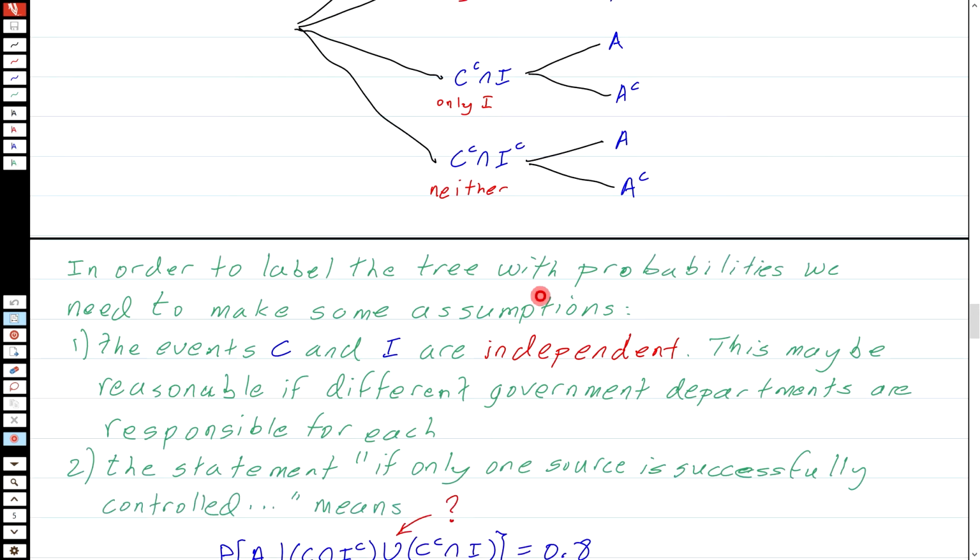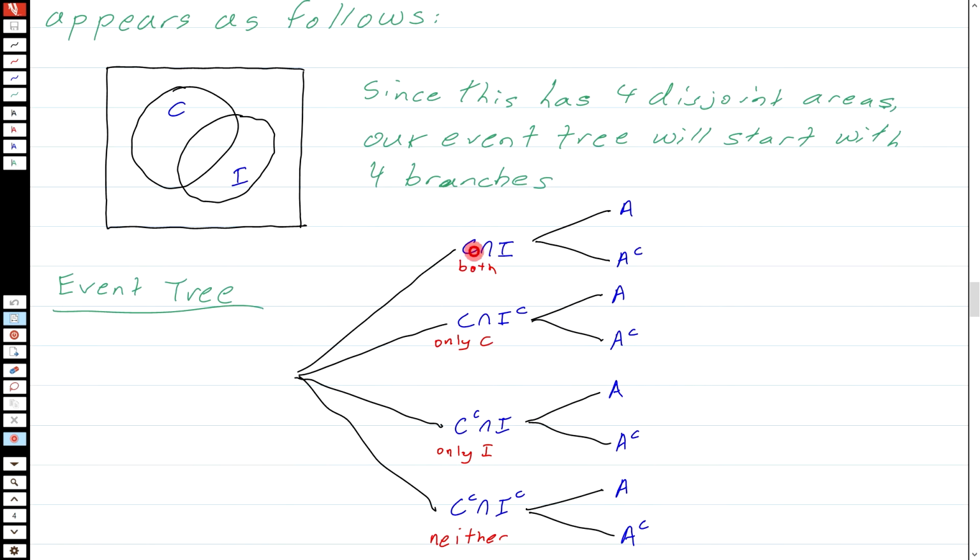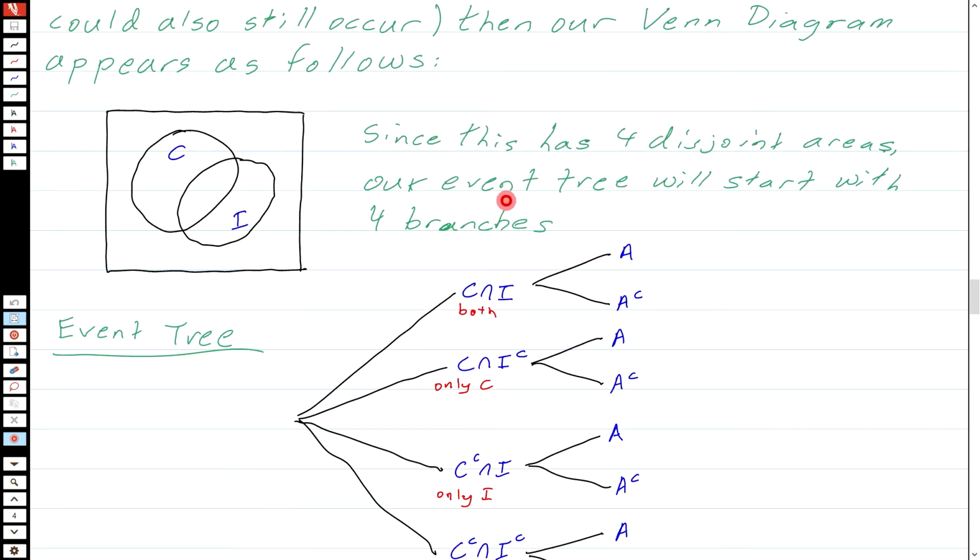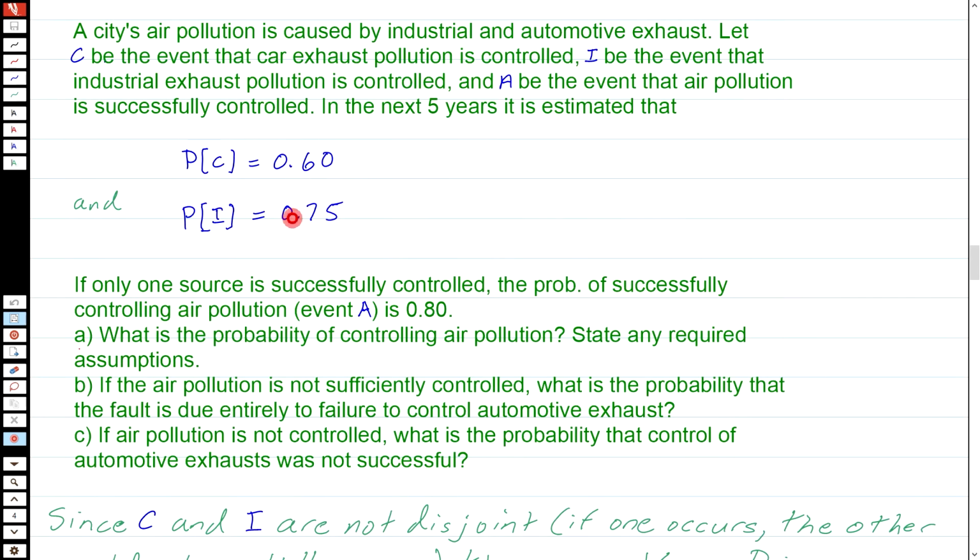In order to do this, we need to make some assumptions. Let's first of all assume that C and I are independent, which may be reasonable if different government departments are responsible for each. The reason for this is that somehow or other we've got to be able to compute things like C intersection I, and all we know is the probability of C and of I. So if C and I are independent, it's just the product of these. We do not know the probability of C given I. So if they are dependent, or not independent, we cannot proceed. So if we assume independence, then the probability of C intersection I is just the product of these two things.